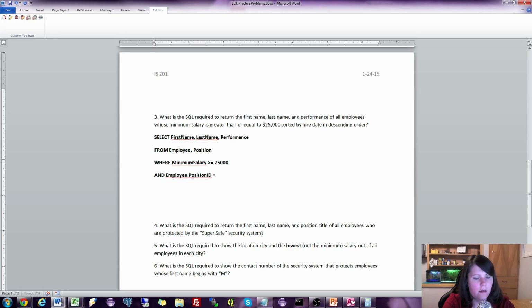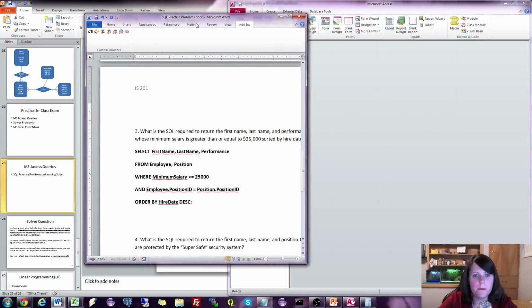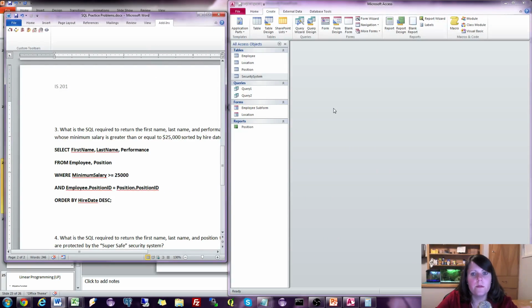So employee.position ID is equal to position.position ID. The idea here was that we had things from both tables, so we needed to tell it how to get from one to the other. To do that, we make a link on the foreign key that's the primary key in the other table. We need to set those equal. We're going to see another example of this. Sorted by hire date in descending order, so we just have the one last criteria. We simply order by hire date, and ascending is the default, so we need to put descending in there. Okay, so we've got our SQL.